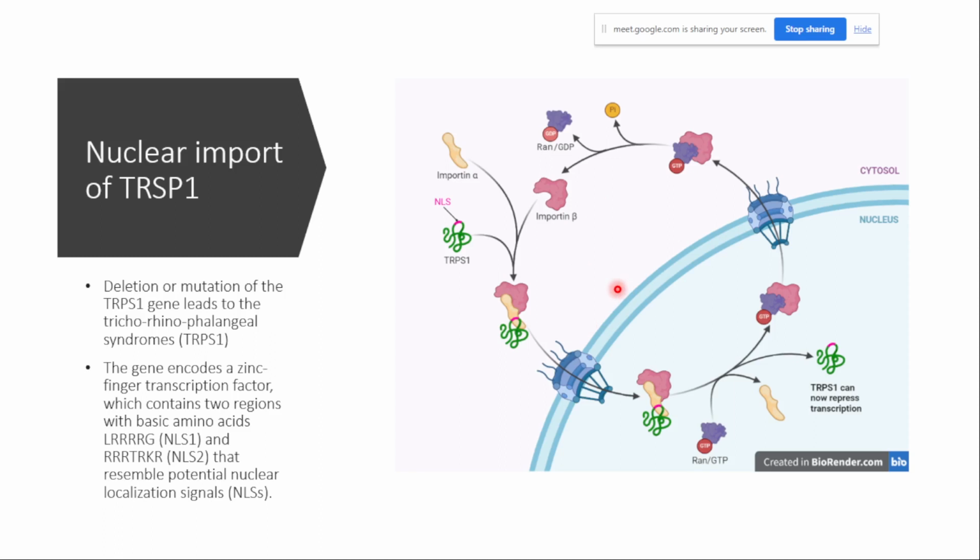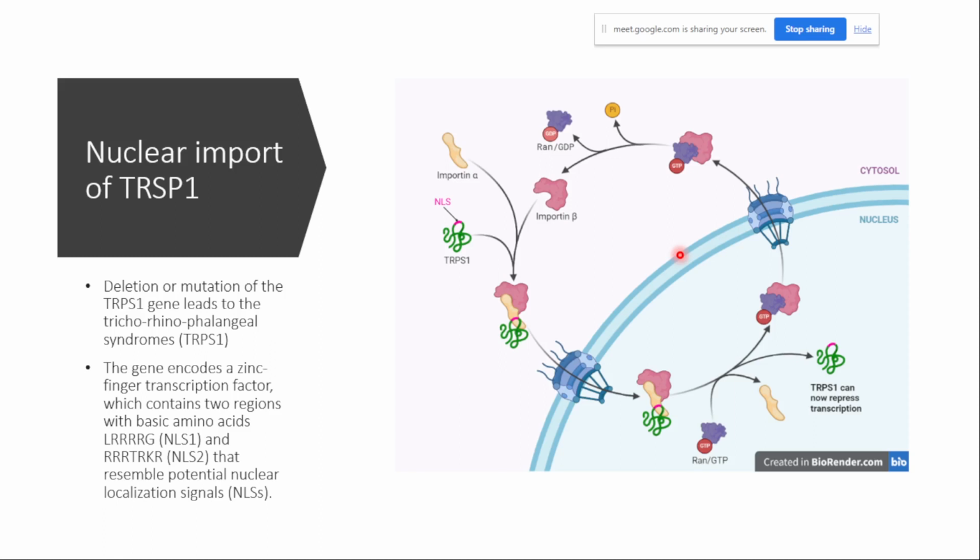And RAN GTP is also important. Just by looking at this figure, tell me where the concentration of RAN GTP should be higher, nucleus or cytosol? RAN GTP, or GDP? RAN GDP is outside, in the cytosol, and RAN GTP is inside the nucleus. Yes, so this gradient should be maintained, and only then will the import and export occur.